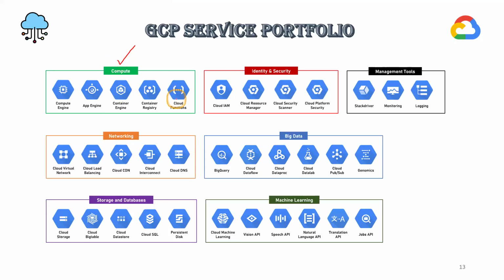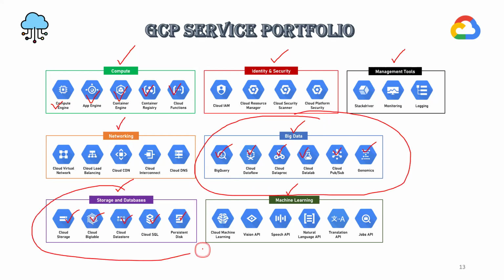Plenty of services it is going to provide you: compute services, identity and security services, management tools, networking services, big data services, storage and database services, and machine learning services. All of these services, and you can see here plenty of services inside it. This is a category, and inside each category, for storage and so on, this many services it is providing you. And we are going to focus on big data and storage and database services.